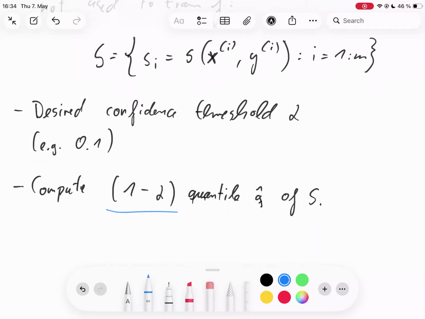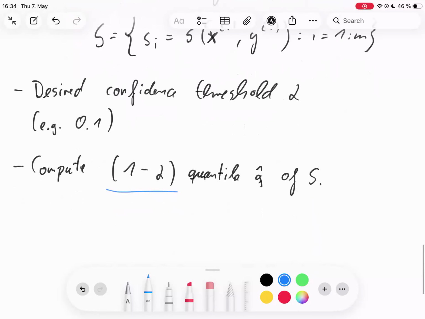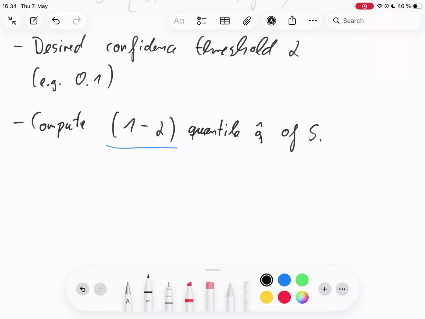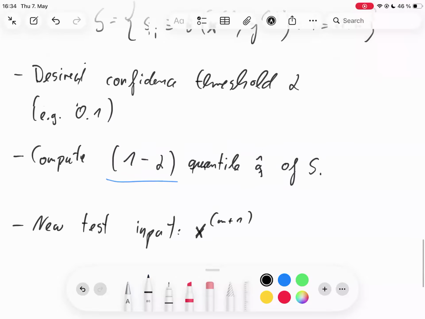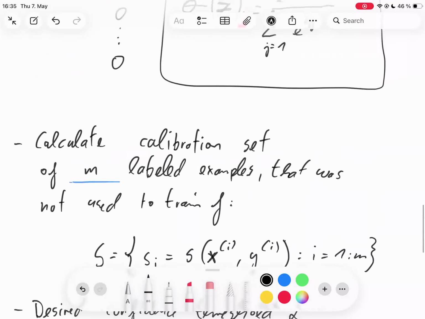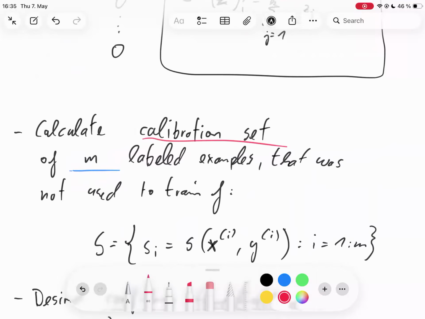And what we want to do next is, if we have a new test input, we want to compute the prediction set. And we'll soon see why this is all relevant for vision. So say we have a new test input, that is called X of M plus 1. So one more that was not used in this calibration set.